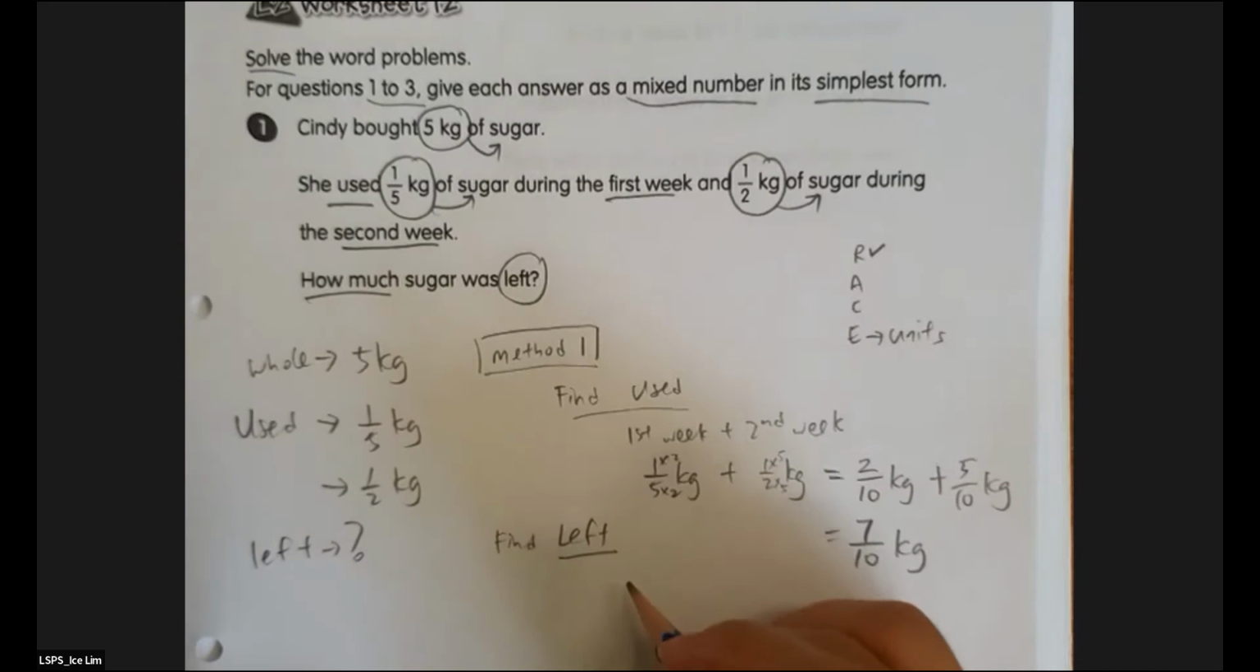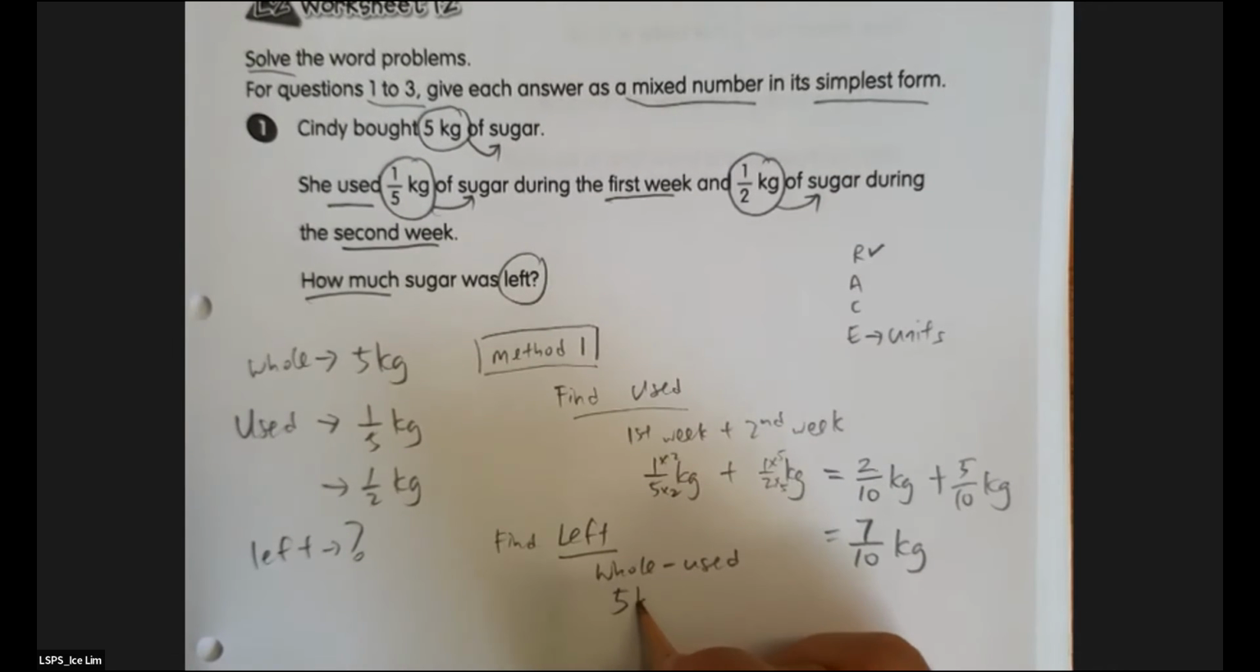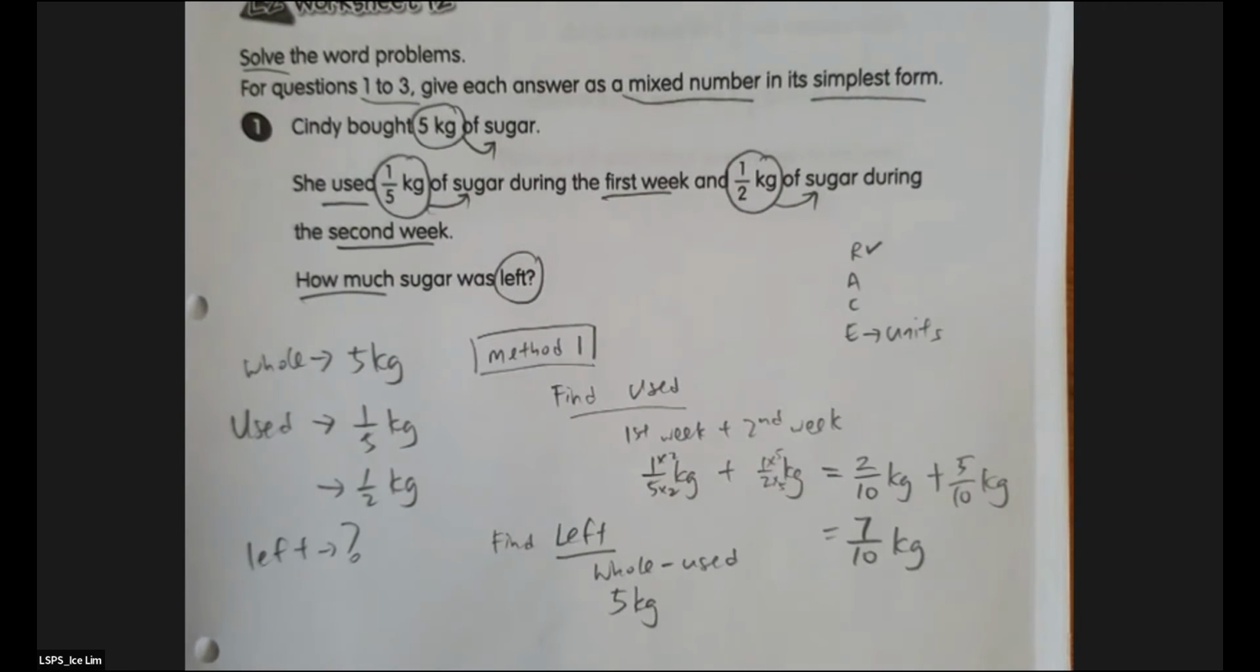That means the whole will be, we have got 5 wholes here, 5 wholes of a kilogram. The whole here is a bit different now. We're talking about the whole as in 5 wholes as in 5 kilograms. 5 kilograms minus 7/10 of the kilogram that was used.